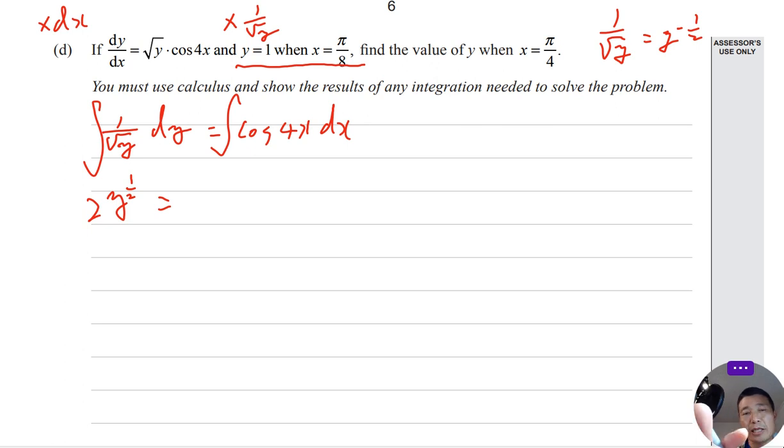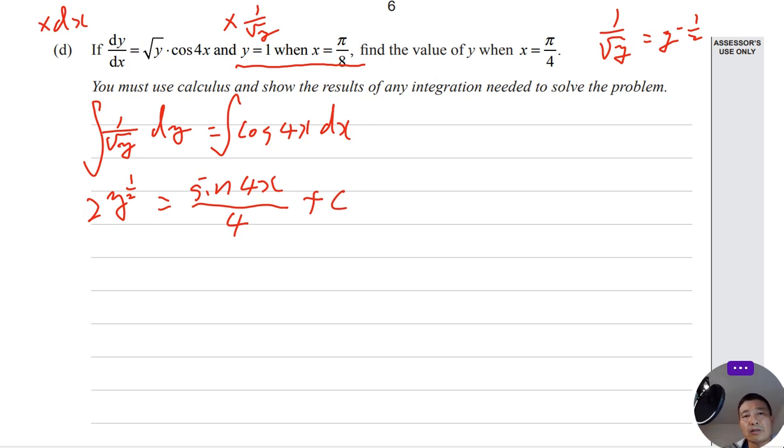I'm going to put the c all together on the right-hand side. That's kind of a rule. So cosine becomes a sine, because it's a 4x, so you still say 4x and divide by 4. That's how integration works with the trig. And then plus c.